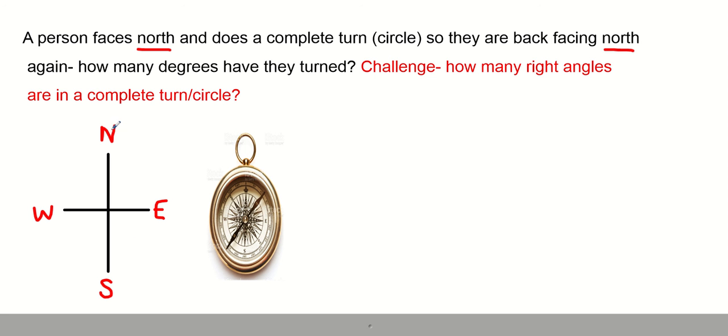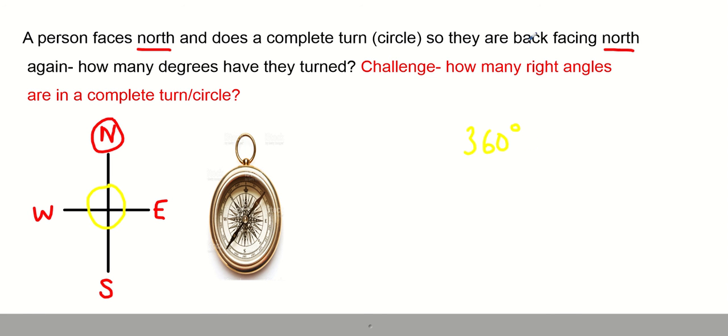Okay, so the person starts here, okay, and they do a complete, I'm going to use a different colour. So they start here, they do a complete turn. So they go to east, to south, to west and back to north. They've turned in a complete circle, and there are 360 degrees in a circle. So that is your answer. Okay, that's a fact that you need to know. Okay, there are 360 degrees in a complete circle.